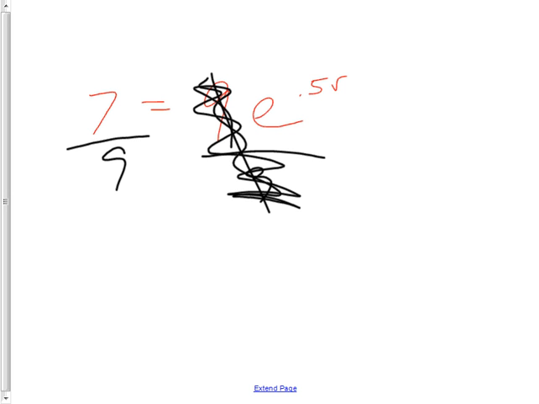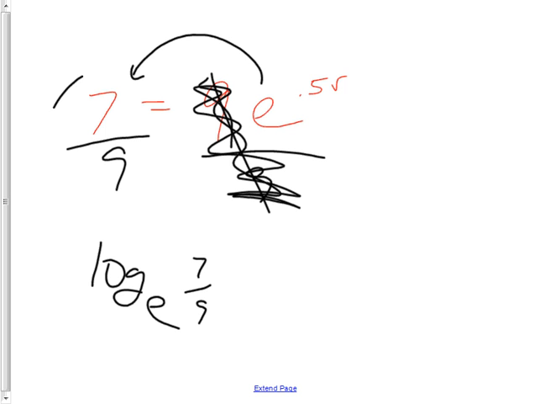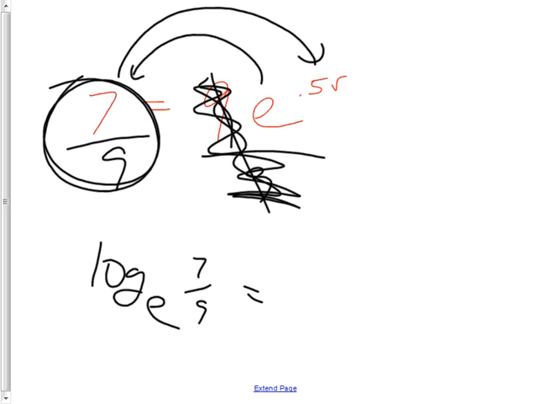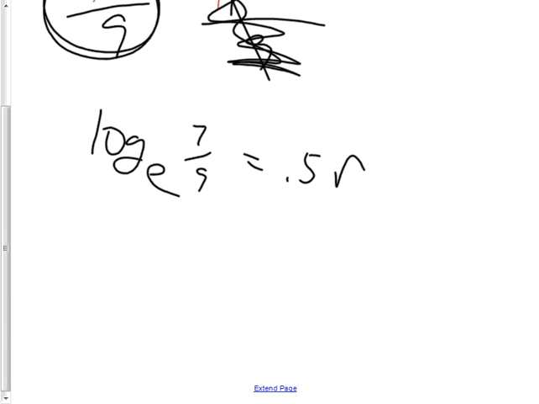Interesting that everybody wrote log base e. That was right. And then you jump to the other side of 7/9. A lot of people goofed that part up. This is the whole thing. It's not just the top. Equals, and then you got to jump back over here. 0.5r. But nobody wrote ln. Isn't log base e the same thing as ln? It would have worked either way.